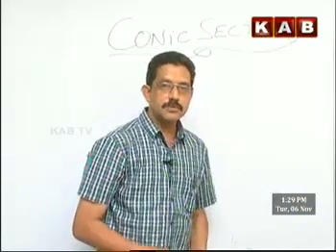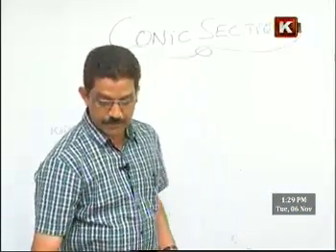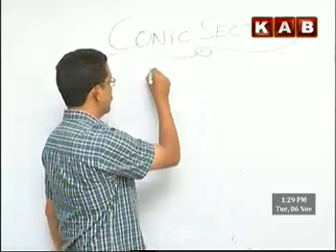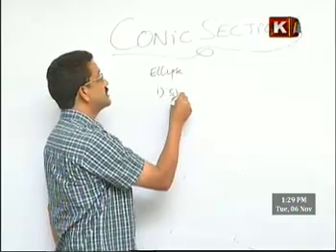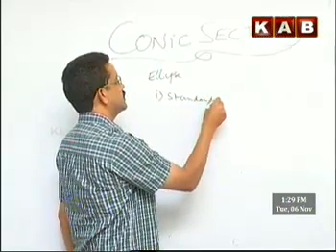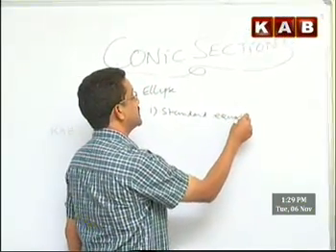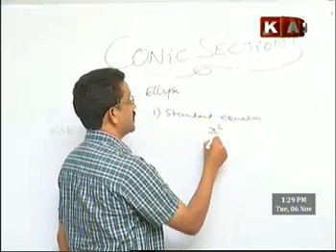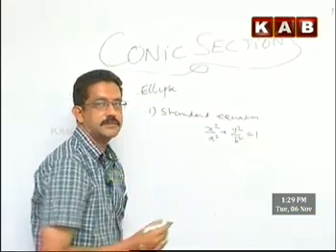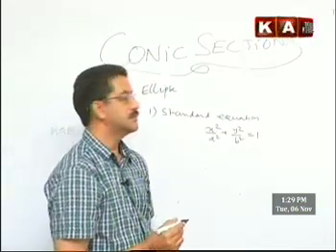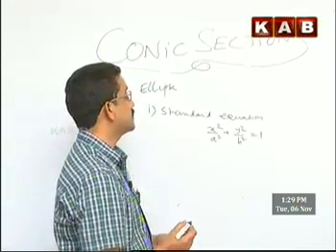Now let us go to the concepts of ellipse. In case of ellipse, again the same things. First one is the standard equation. The ellipse standard equation, what is it? x square by a square plus y square by b square is equal to 1.